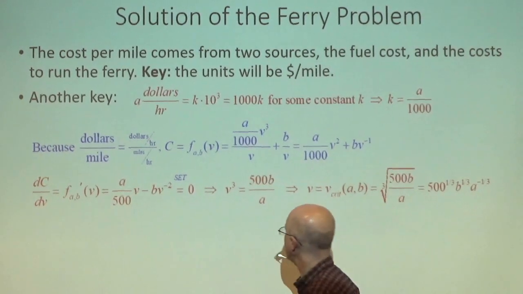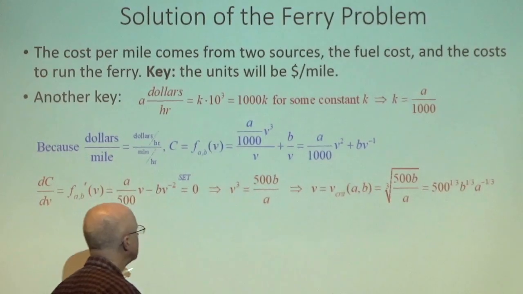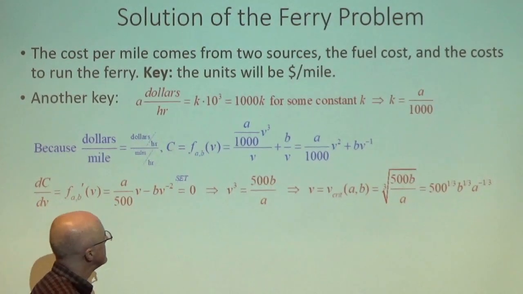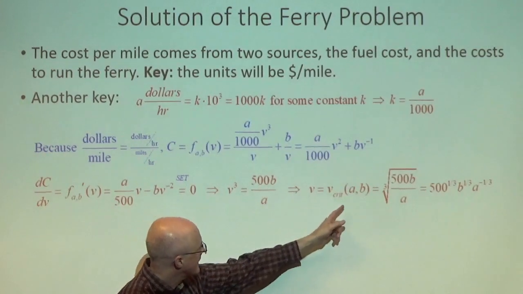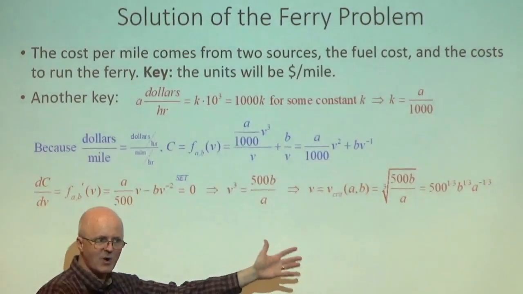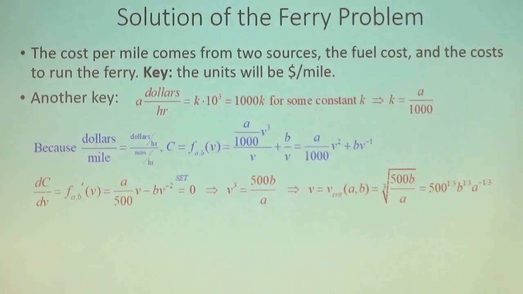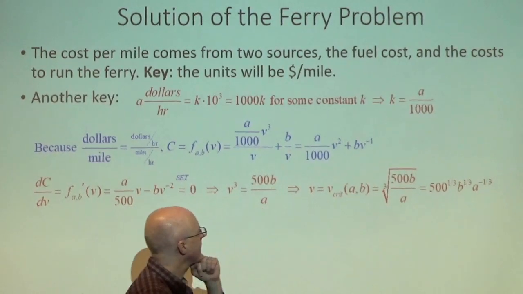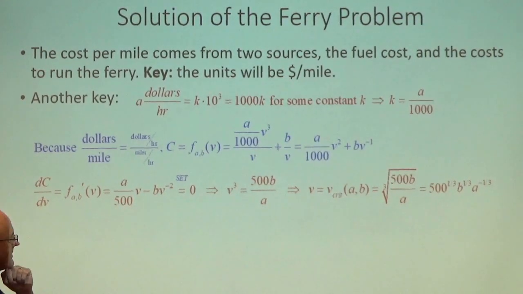Separate into two fractions on two different sides of the equal sign. Cross multiply is what I did. I did a few steps there. And then take the cube root. Okay, so it seems like a lot of these problems have had a similar feel. We end up taking a square root or a cube root at the end. And that can be written in this way. Okay, so that's the critical point.